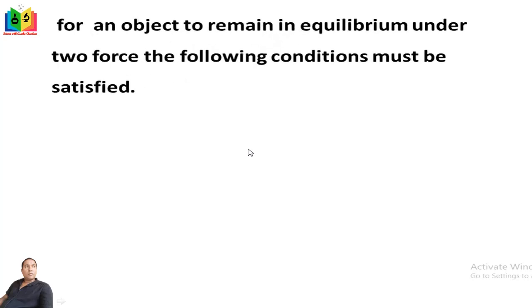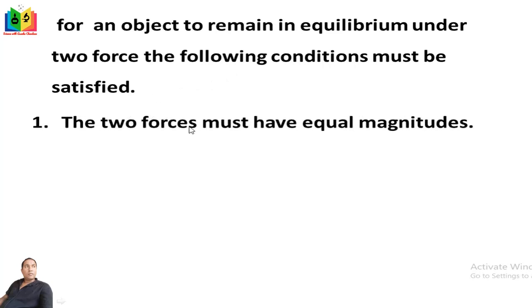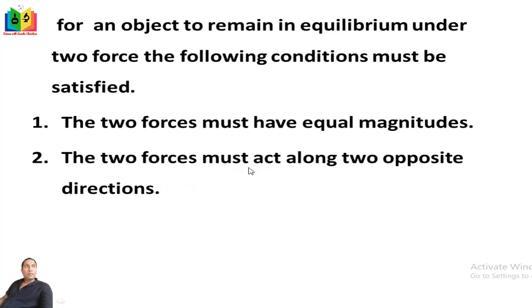Then again, consider what are the conditions that should be satisfied for equilibrium of an object under two forces. Now look here. For an object to remain in equilibrium under two forces, the following conditions must be satisfied. We have already learned these conditions. The first one is that the two forces must have equal magnitudes. The second one is that the two forces must act along two opposite directions.